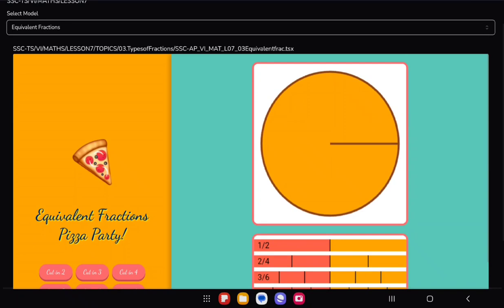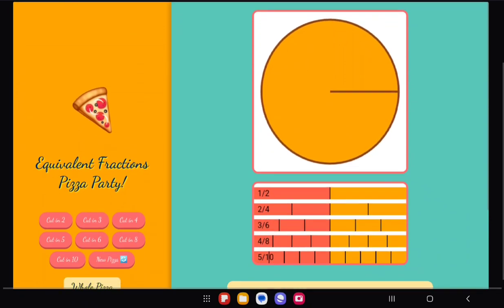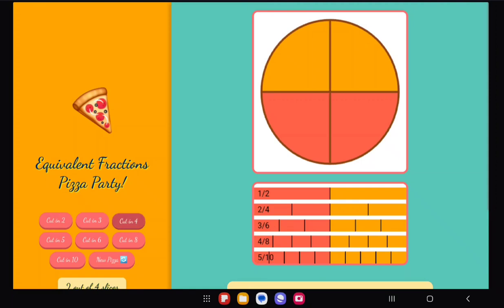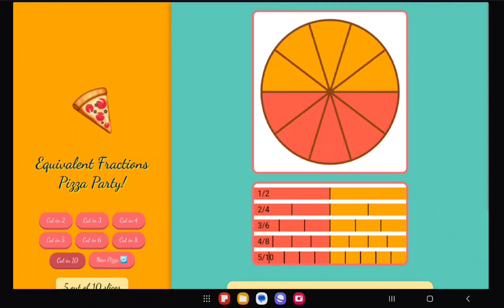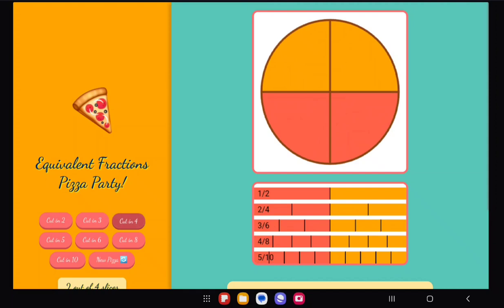Now, let us talk about equivalent fractions, students. Very interesting. Here again, we have our pizza. If I cut this pizza in half, and then into 4 different parts, 6 different parts, 8 different parts, 10 different parts, you can see whether the part highlighted in red remains the same or not. That means this, which is half, is the same as this one also, because we are selecting 2 parts out of 4, which is half of it.